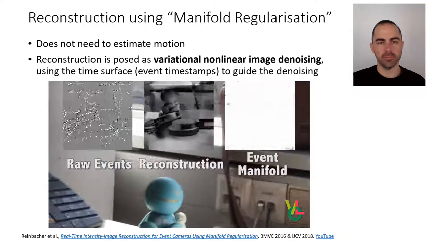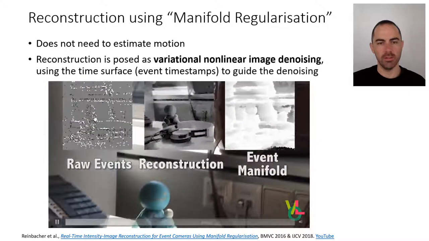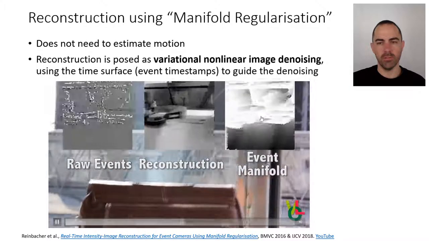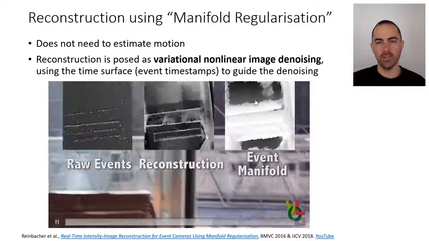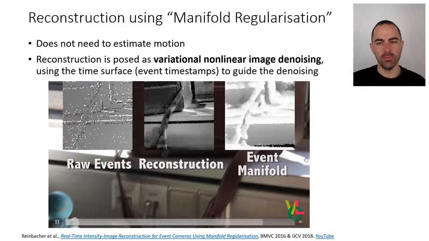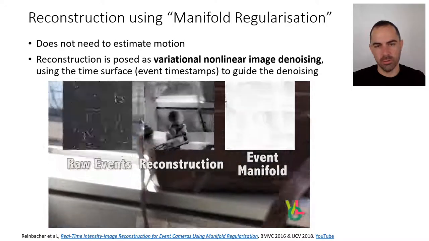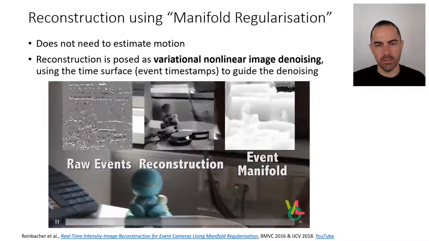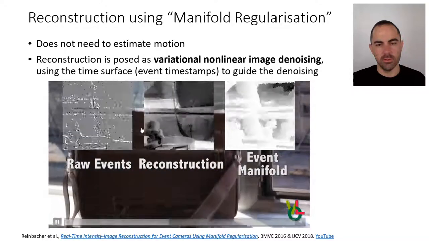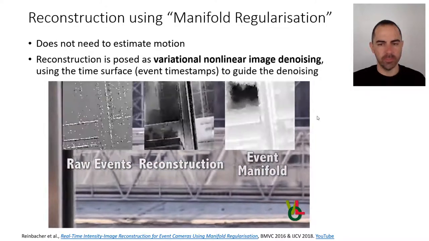Let's look at the video. In the background, you see the output from a standard camera. On the top left, you see the raw events. On the right, you see the event manifold. So bright means that it was recent in time, and black means that it was far away in the past. And in the middle, you see the reconstructed image. We see that while the reconstruction is not perfect, because there are still some artifacts, you can see how the camera is moving because there are some traces, some artificial edges coming from the camera motion.